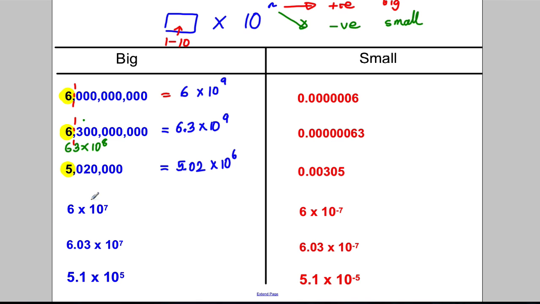Now let's go backwards. We're given standard form. Let's convert it into an ordinary number. So this was ordinary going to standard form. Let's go standard form to ordinary.